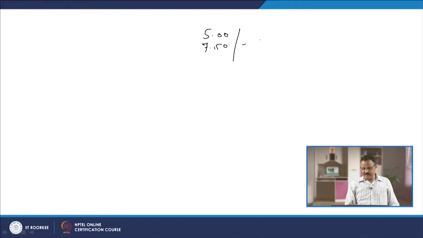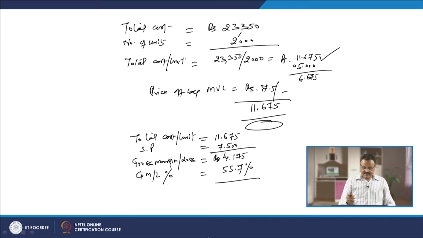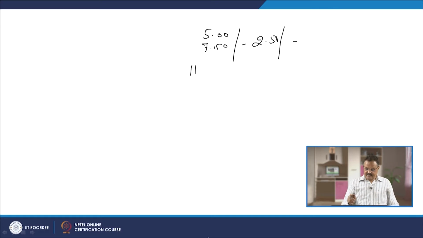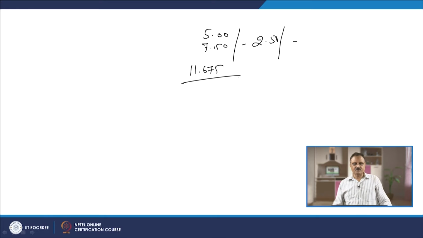This is a 5 rupees cost, and we are selling the product at 7.5. So, we are feeling that we are having a profit of 2 rupees 50 paisa per unit. But actually what is the total cost of this product now? When we have calculated the total cost of this product, we have found out that the total cost is 11.675. So, I was telling you the problem of the over costing and the under costing. This product is basically under costed.